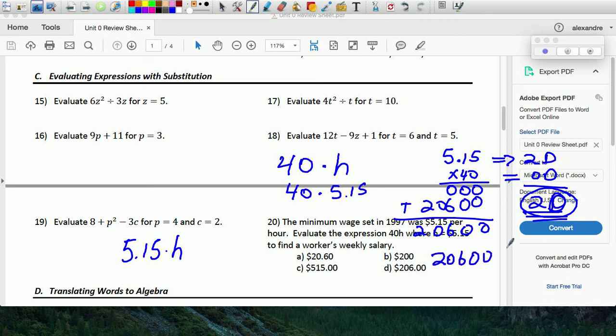This is what we have. We're going to put 2 decimal places, so count from here. 1, 2, and we put a decimal right here. So the final answer is $206. It's right there. Okay.